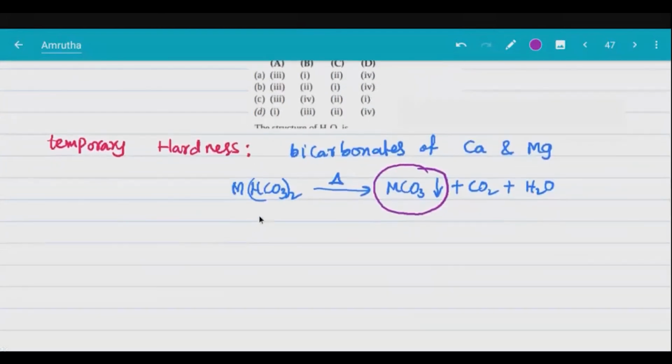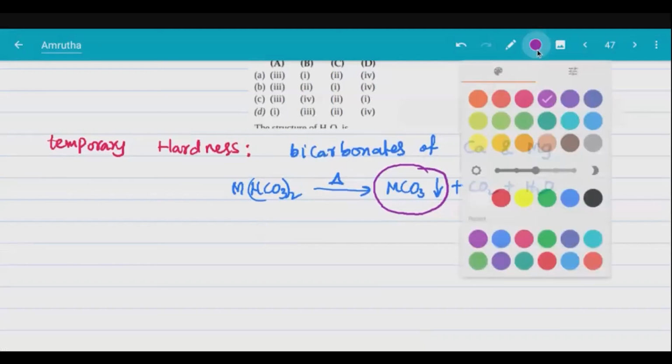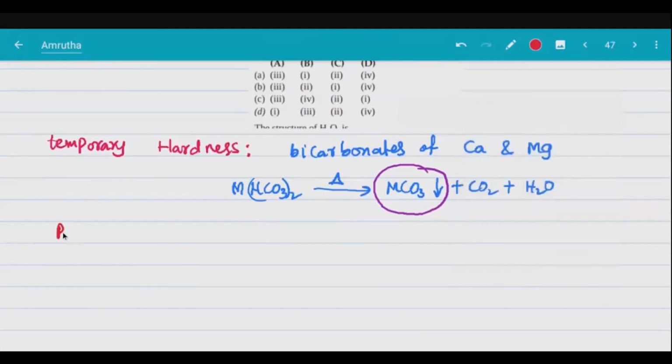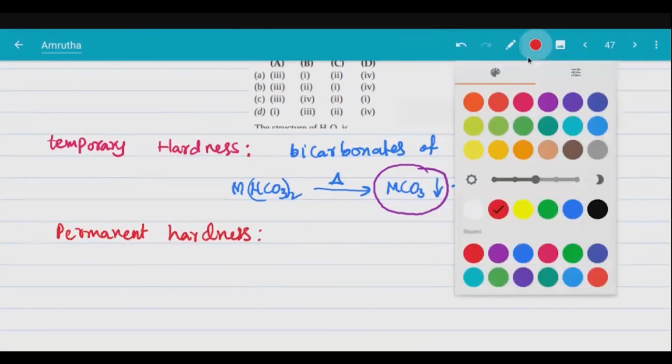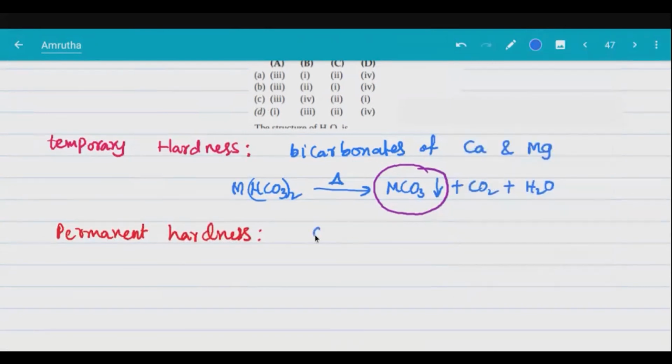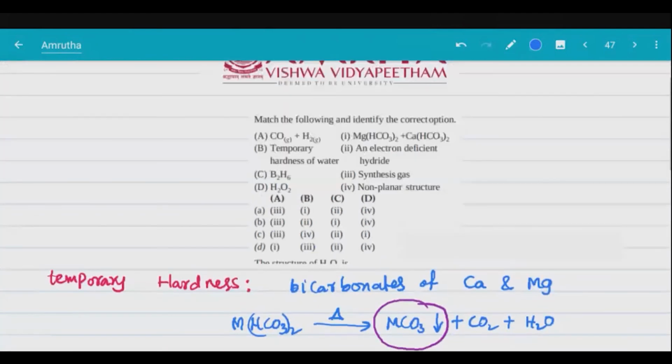Permanent means you can't remove sulfates, you can't remove chlorides. Permanent hardness you can't remove easily, you can't remove just by heating. This is because chlorides and sulfates of calcium and magnesium, if these are present, that water has permanent hardness. So very simple. B is 1. There is only one option matching with this.